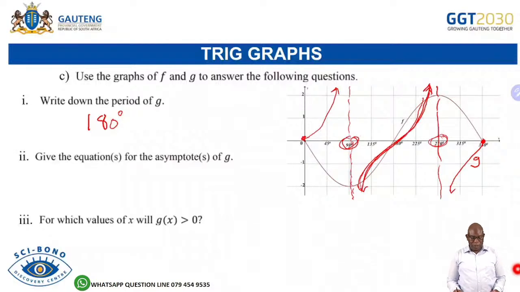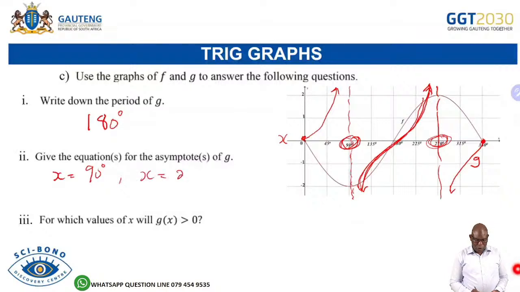Give the equations of the asymptote of G. Can you see that question comes back again? After we have drawn that, they still give you marks for that. Where are the asymptotes of the graph? It's where x, remember this is the x-intercept, it's where x is 90 degrees, again where x is 270 degrees. Those are the only two asymptotes.